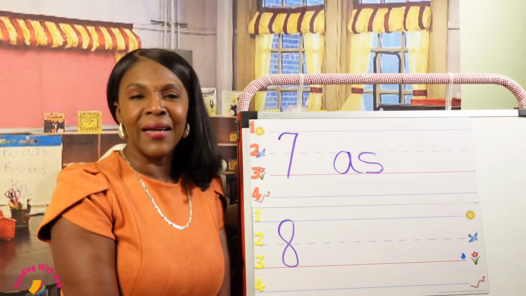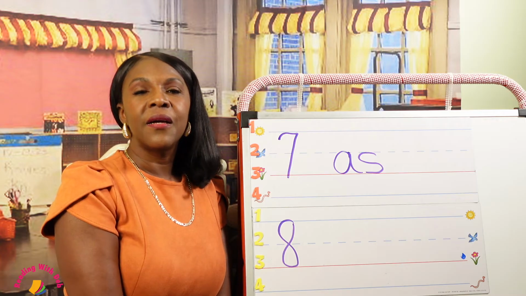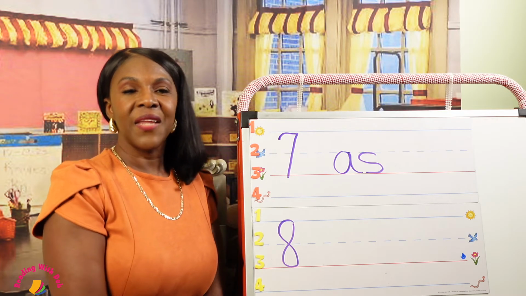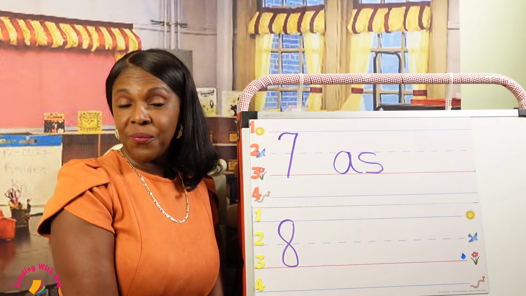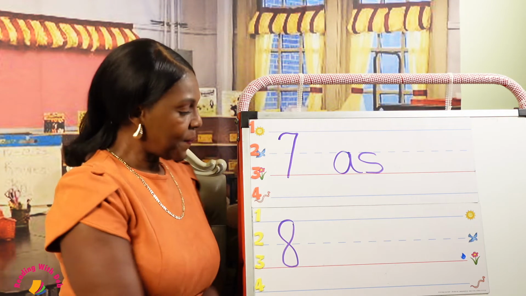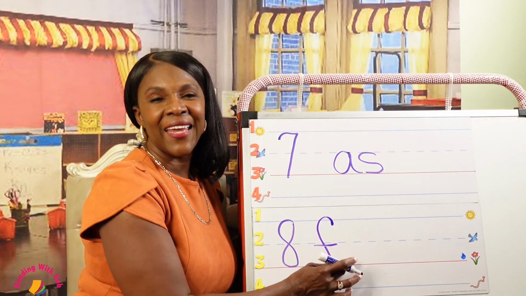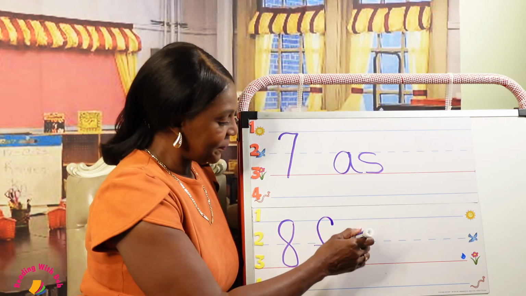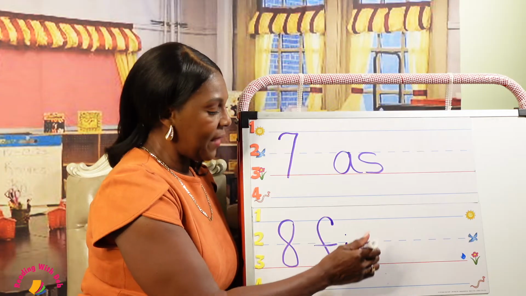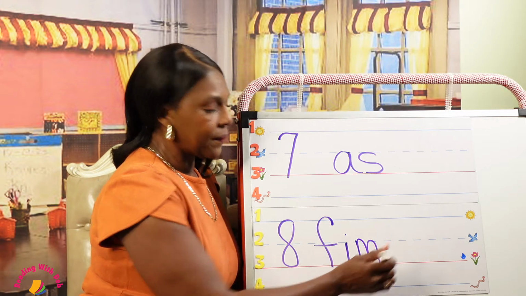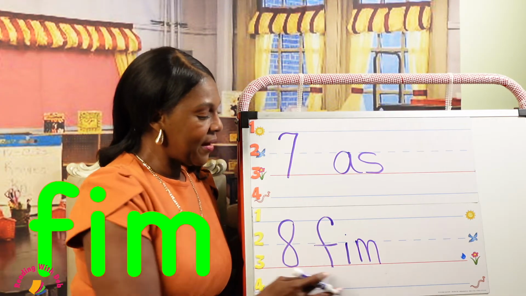Number 8. The word is fim. Fim. Let's see. I hear F. I know that is F. That's I. Fim. And that is M. How do we spell fim? F-I-M. Fim.